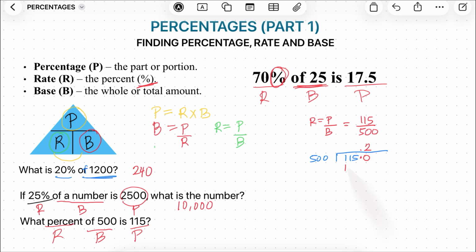2 times 500 is 1,000. Subtract, that's 150. Again, you add another 0, so that's 3. 3 times 500 is 1,500. Subtract 0. So the result is 0.23. Converting that to percent, we're going to move the point 2 times to the right. So this is the same as 23%.